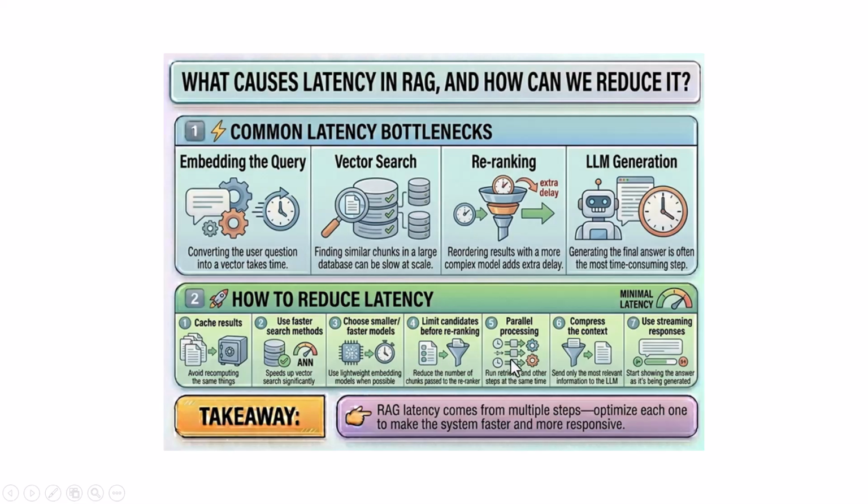Next one is parallel processing. So try running retrieval and other steps at the same time. Other one is compress the context. That is, send only the most relevant information to the LLM. And the other option is use streaming responses. That is, start showing the answer as it's being generated. Okay. So the takeaway is RAG latency comes from multiple steps. Optimize each one to make the system faster and more responsive.